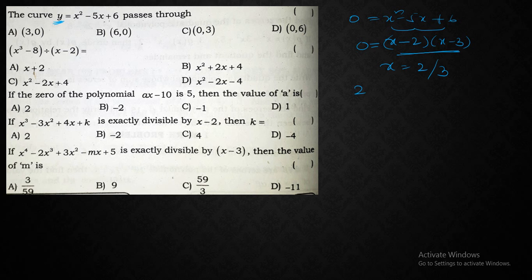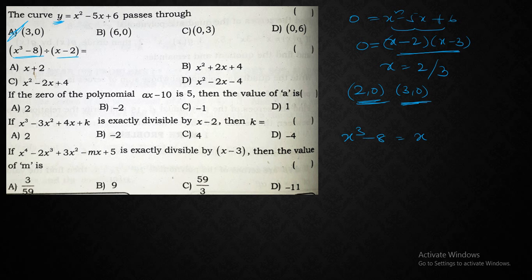So from this clearly, what are the points of intersection? Either 2 comma 0 or 3 comma 0. So what is given in the options? So 3 comma 0 is given, so 3 comma 0 is my answer. So if 2 comma 0 is given, 2 comma 0 is also one of the answers, right? Next, what he has given: x cube minus 8 divided by x minus 2.